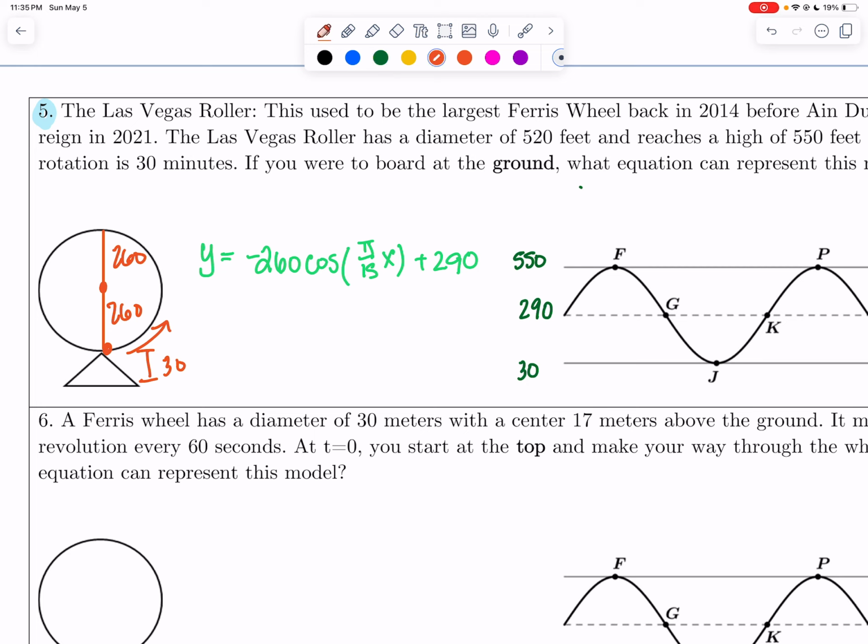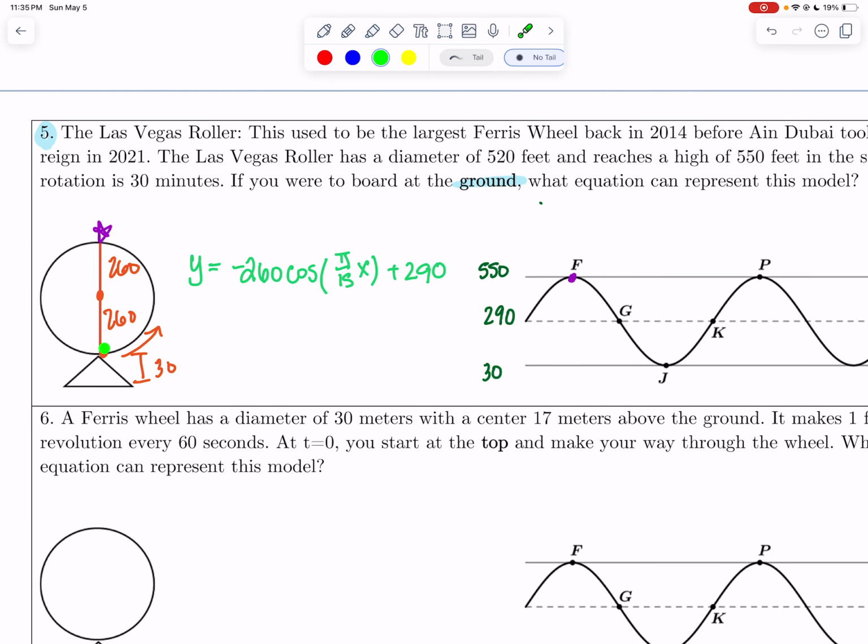Now, F is my maximum right here. So my goal is to figure out what this is right here. Well, if I'm starting at the ground right here, that means that my maximum is going to be at 550, and I've got to figure out my time. Well, we know that one full rotation is 30 minutes. Since one full rotation is 30 minutes, half of a rotation is going to be 15 minutes, which tells me that F is going to be 15 minutes, and then I know that my maximum is going to be 550.